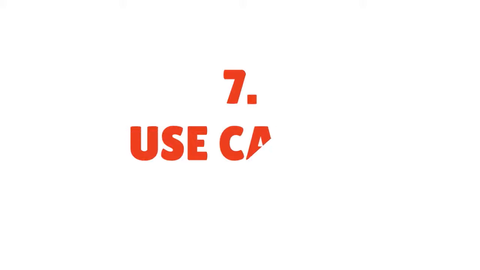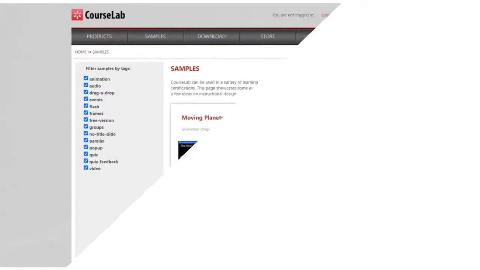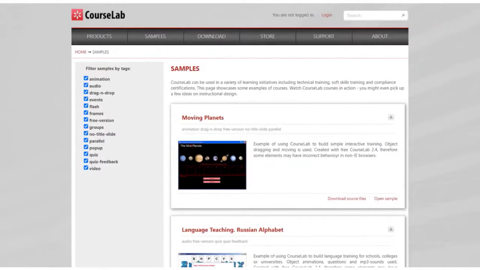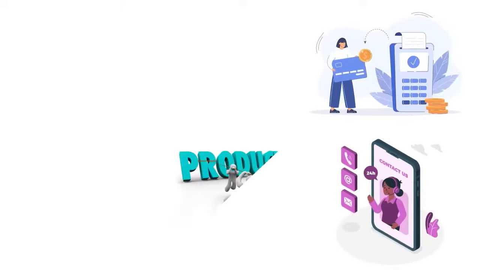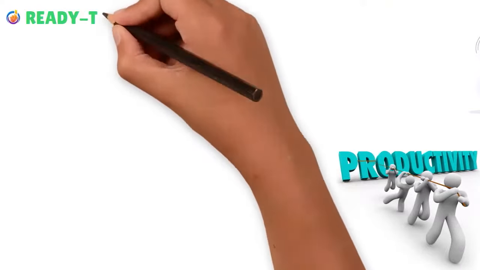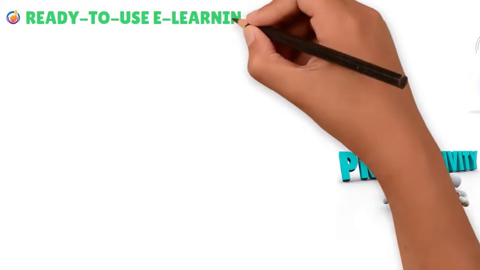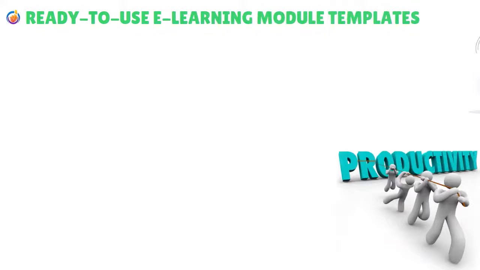Let me talk to you about the use cases here. So when we talk about CourseLab, what are the use cases we need to pay attention to? First of all, you can use this software if you want to have rapid development. Some CourseLab features are specifically designed to increase productivity of e-learning content development. So you have ready-to-use e-learning module templates. CourseLab comes with a large set of ready-to-use e-learning module templates. Just select the template that is suitable for your needs to start a new module. And templates are easily modifiable, and modified templates can be saved to the template library.